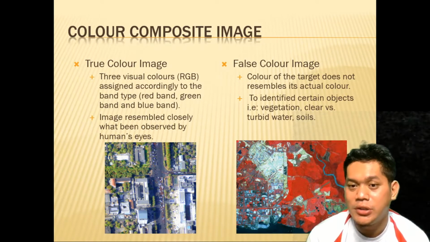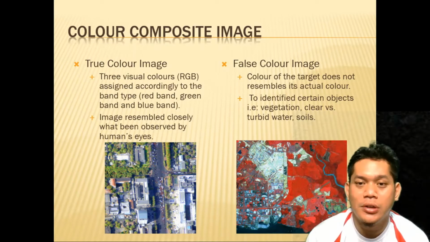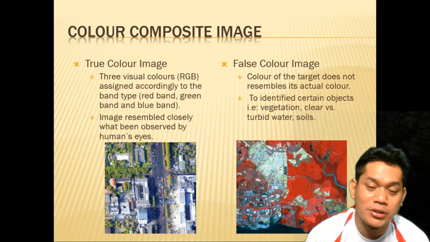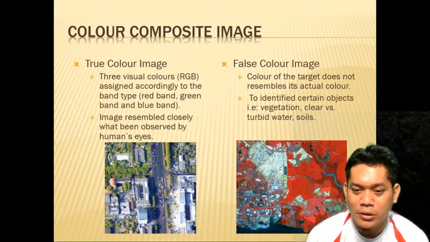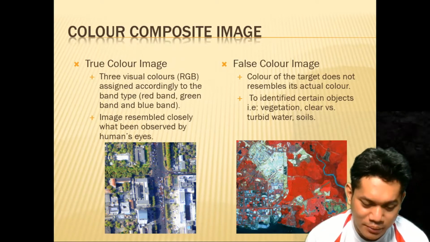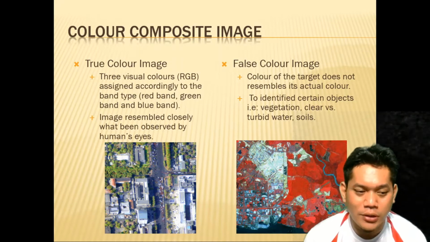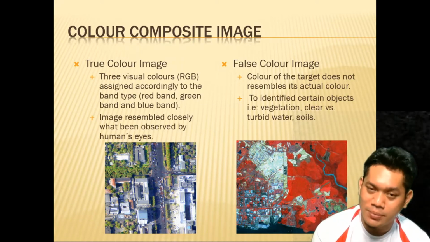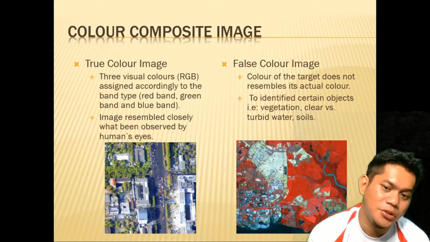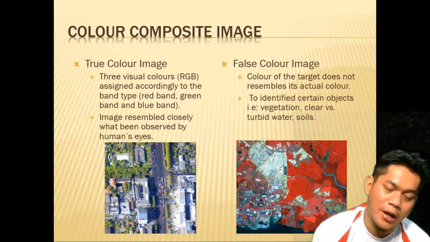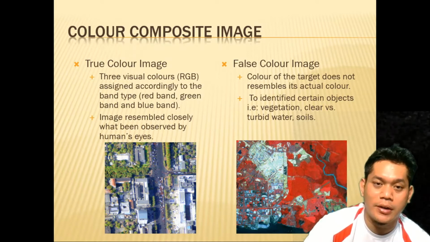False color combination is used to identify certain objects, where we intentionally put the infrared image on the red channel of the monitor display, so that it can highlight the information recorded with the high reflections of the infrared.